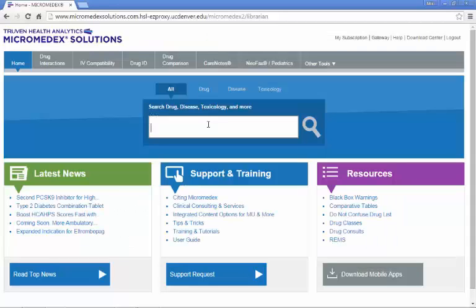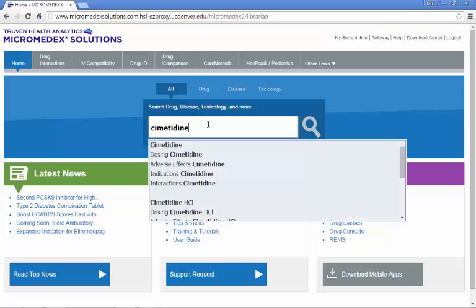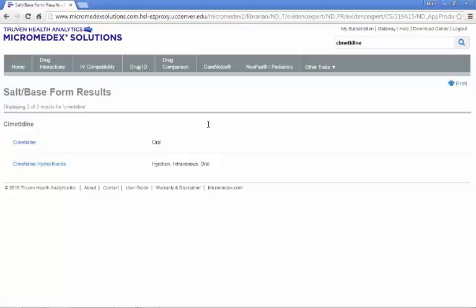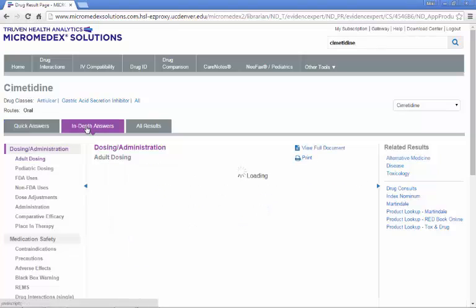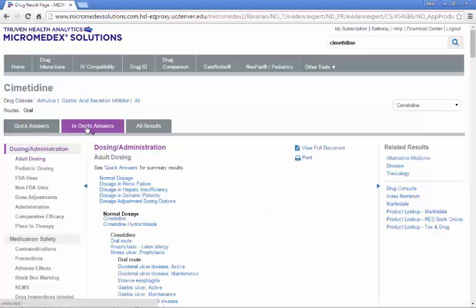So let's go to Micromedex. In here I don't really have a tool to identify adverse events, so I will just look up the cimetidine monograph. I always go to the detailed document. I don't usually use this drug point summary. I go to the detailed document.